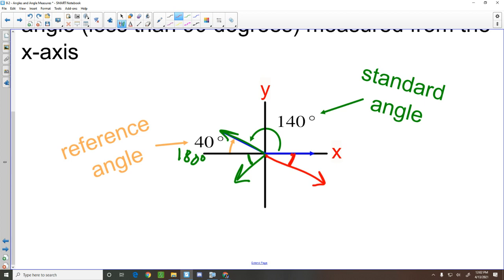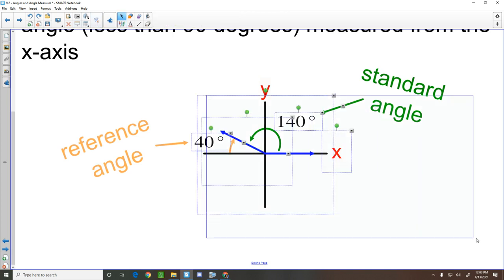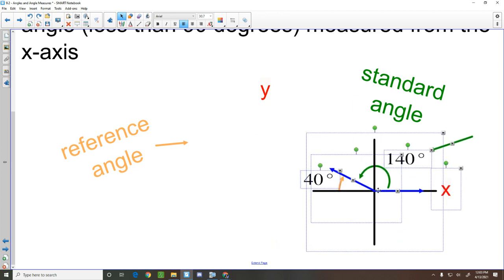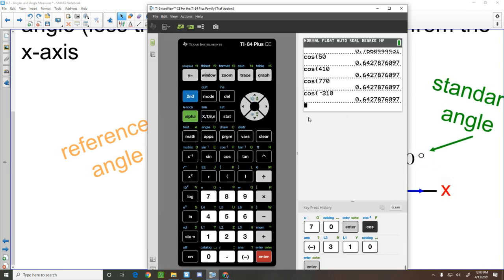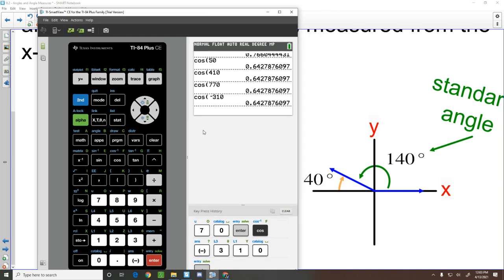Now, again, why are we doing this? Why are we looking at these smaller reference angles instead of the bigger ones? Well, I have a surprise for you. Go ahead and grab out one of those fancy graphing calculators again. Doesn't have to be graphing.